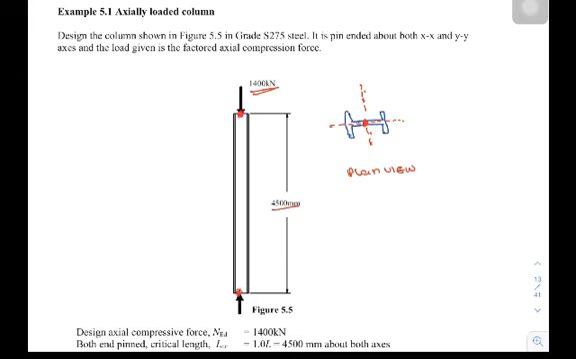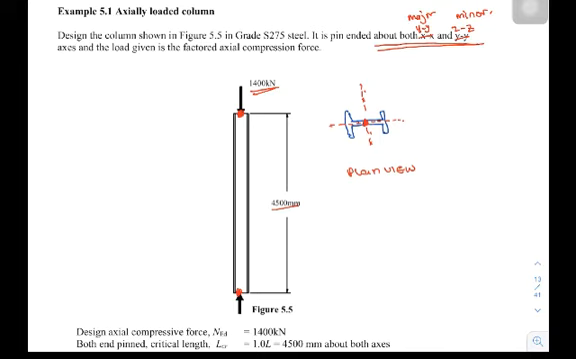Both ends are pin ended about both axes. What does "both axes" mean? Not x and y, it should be y-y and z-z. This is the major axis, while this one is the minor axis. Which one is the major axis and which one is the minor axis? It depends on the orientation of the cross section here.